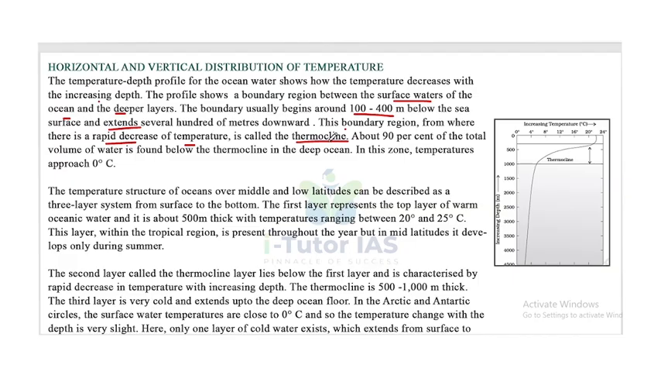So what is called thermocline? It is a boundary region from where there is a rapid decrease of temperature. In this layer the temperature is rapidly decreasing. About 90% of the total volume of water is found below the thermocline in deep oceans. In this zone, the temperatures approach 0 degrees Celsius.